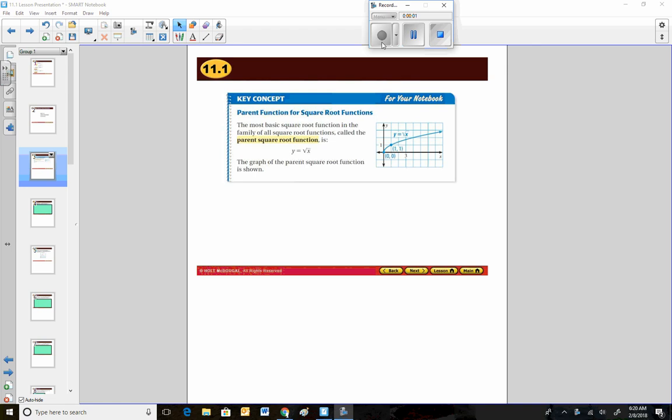Hi class, today we're going to look at the parent function for a square root function. If you take a look at this picture, or this graph, you'll notice that it almost looks like a bird's wing, but that's what happens when you take y equals square root of x.